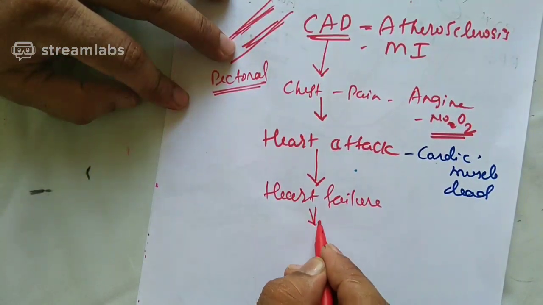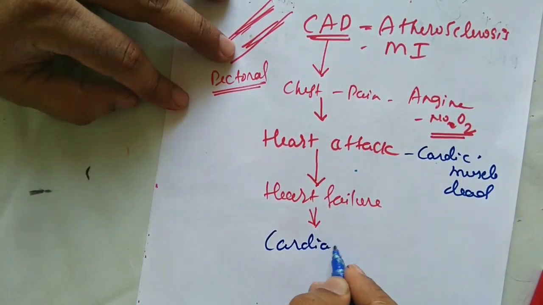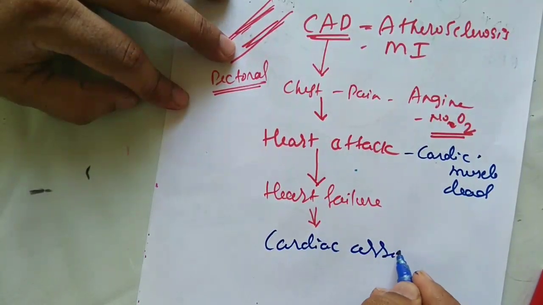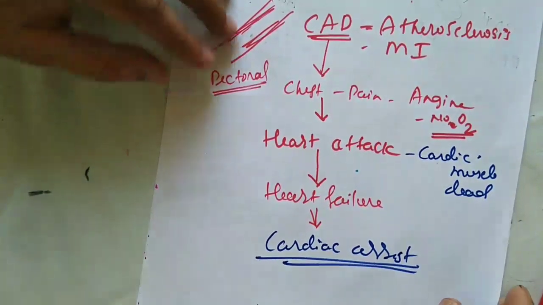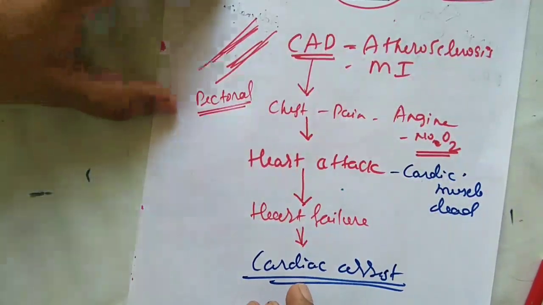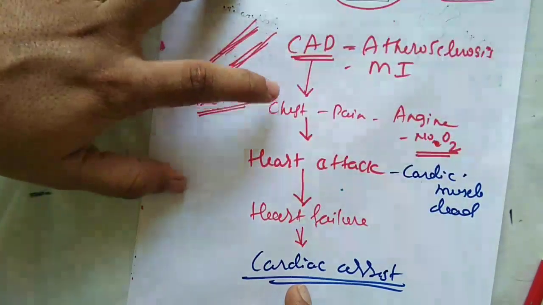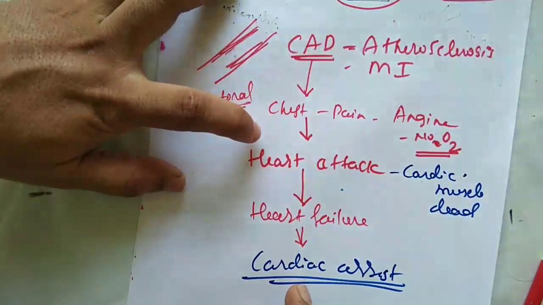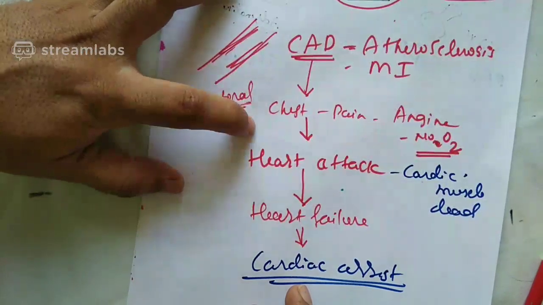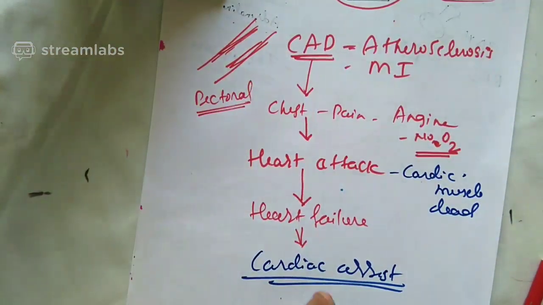It goes on continuing. A person can suffer from a condition called cardiac arrest, where the heart stops beating. Once again, you have to study in a sequence only. There's a blockage. The blockage leads to chest pain, and chest pain can lead to heart attack. Because of heart attack, a person can have heart failure. Heart failure can lead to cardiac arrest.